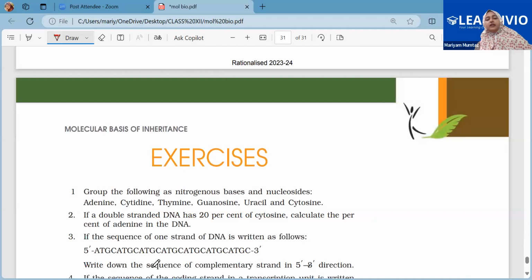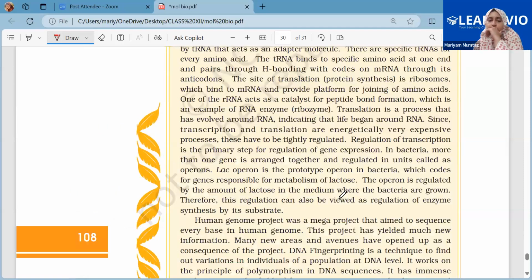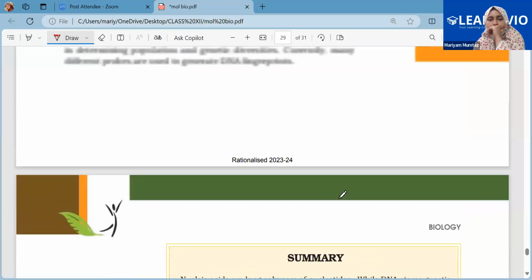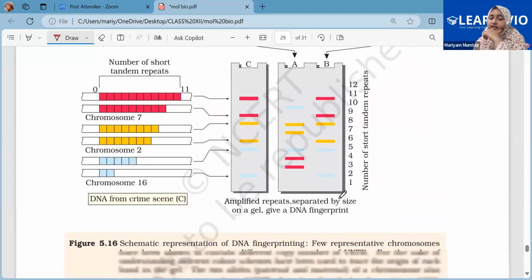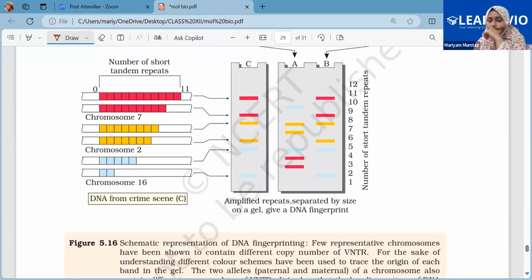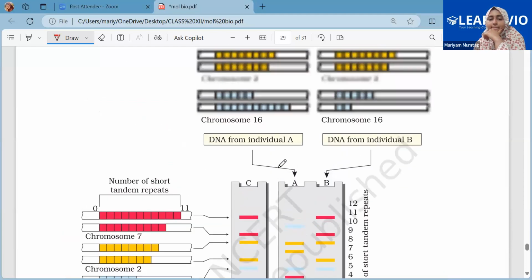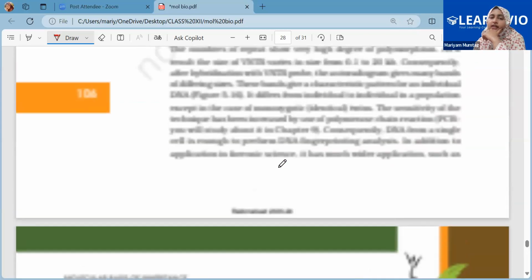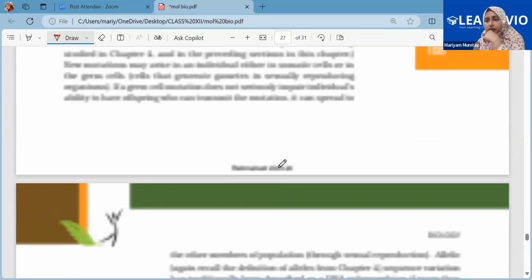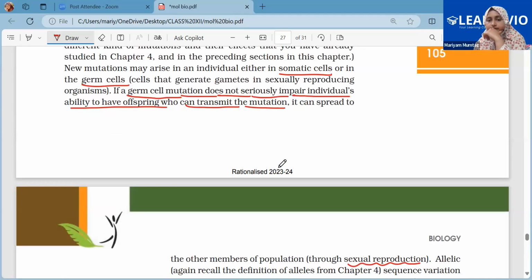Now tell me if you have any doubt. Everything is clear, students? Yes, ma'am. The DNA fingerprinting, translation, every topic is clear, right? Yes, ma'am.